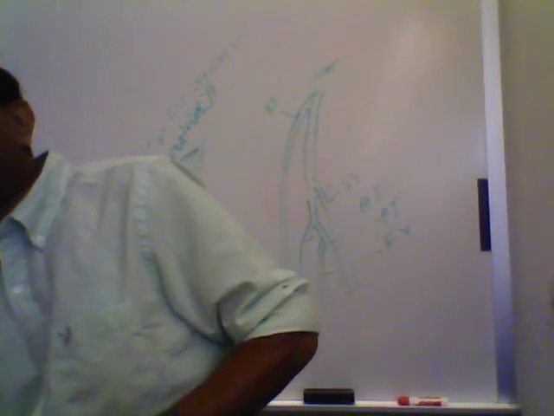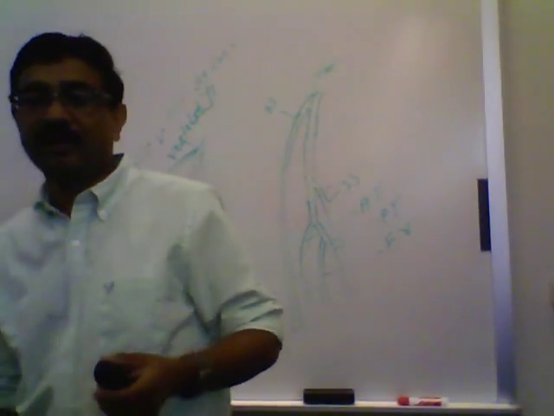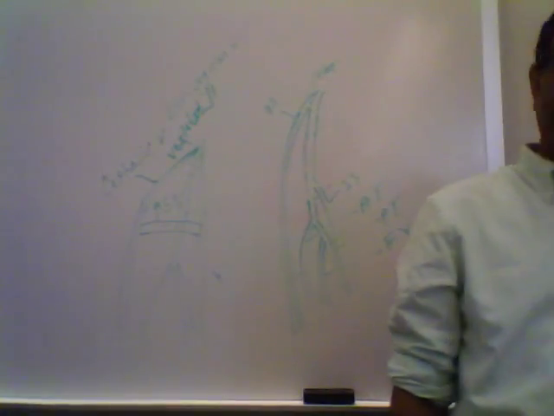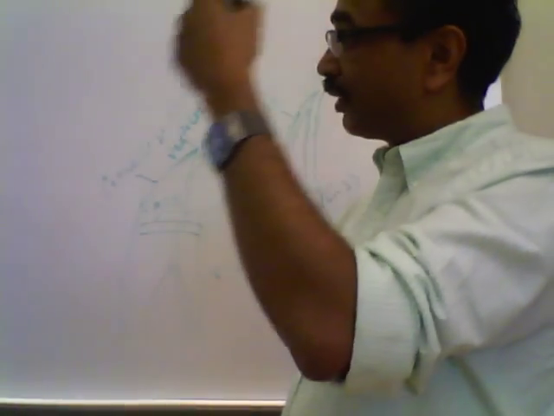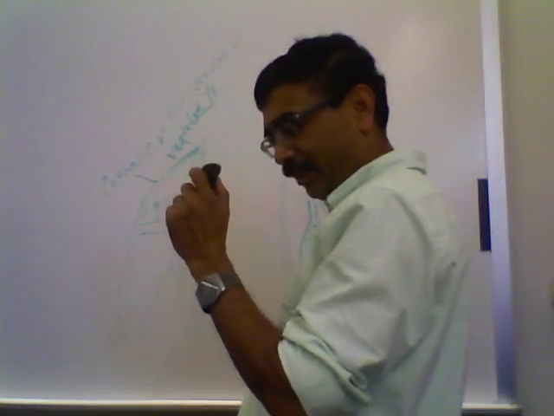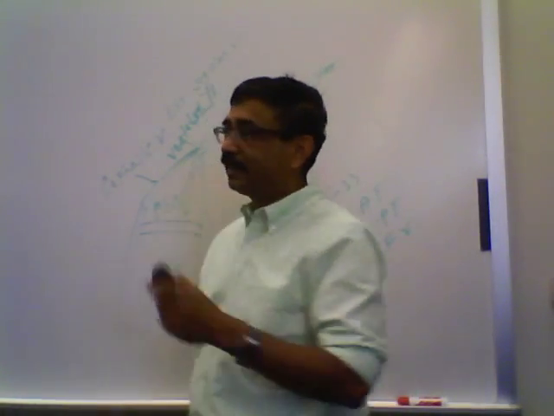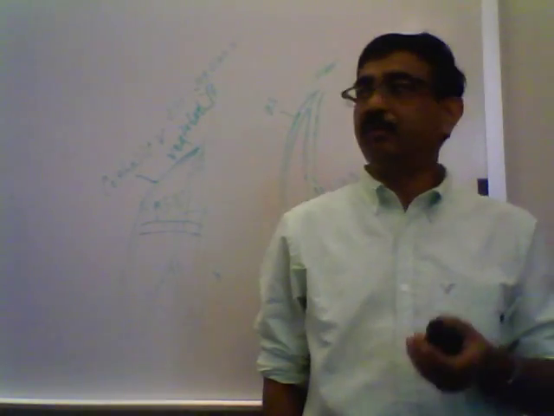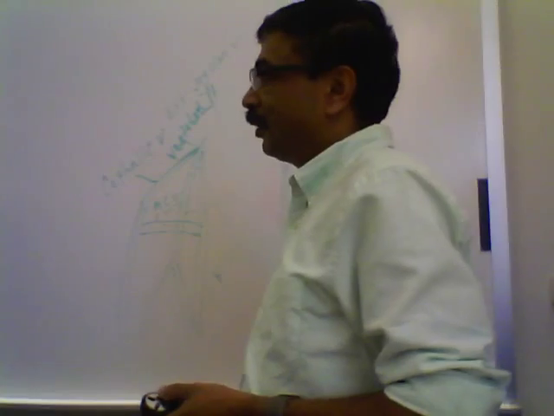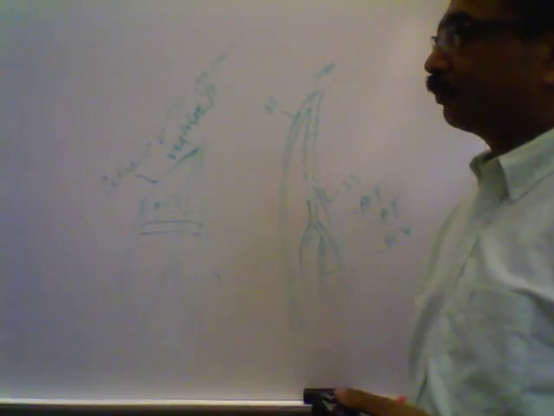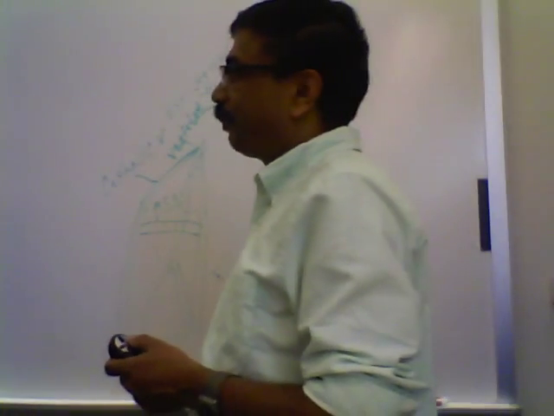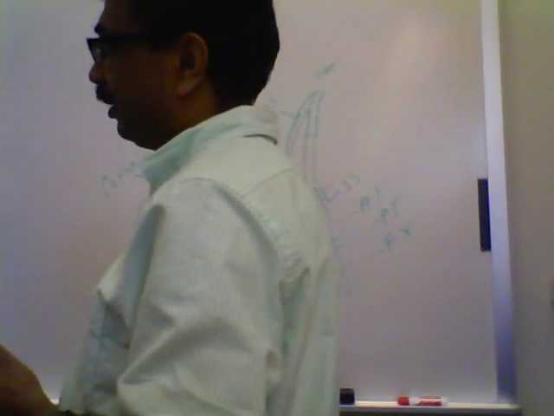The posterior tibial forms the plantar arch, and from there you get the metatarsal veins. From the dorsal arch, you get the dorsal metatarsal veins, and from the plantar arch, you get the plantar metatarsal veins. And then you get the deep plantar arch. That's the plantar arch. Okay.